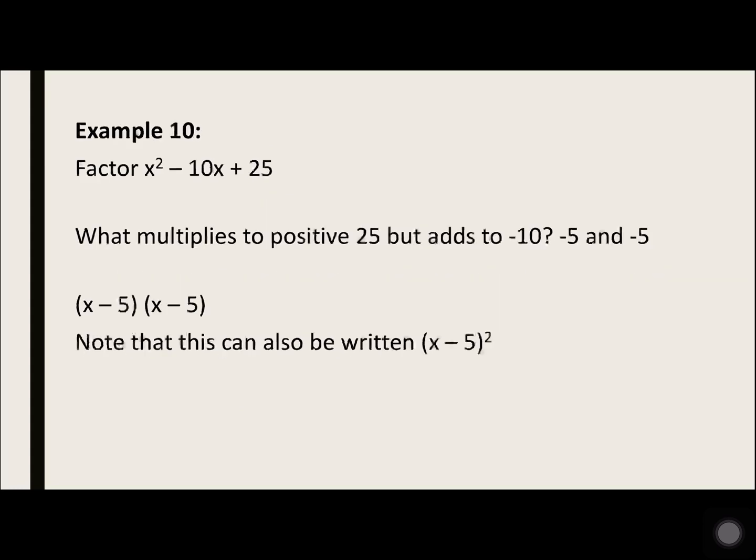Example 10, factor x squared minus 10x plus 25. What multiplies to positive 25 but adds to negative 10? Negative 5, negative 5. Note that this can also be written x minus 5 quantity squared, because it's something times itself. But either form is correct because either one of those multiplies correctly.